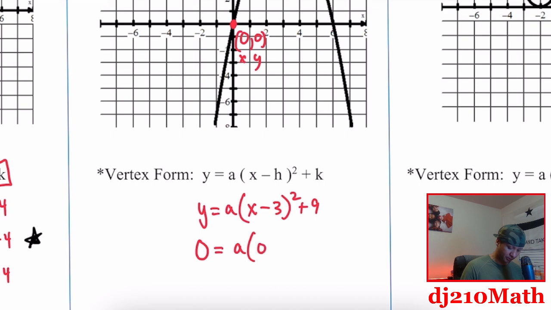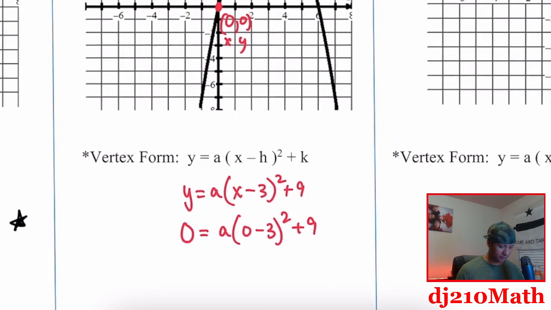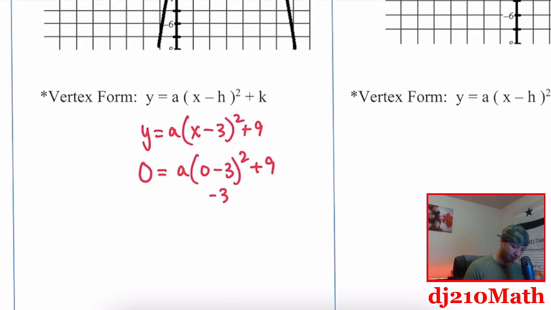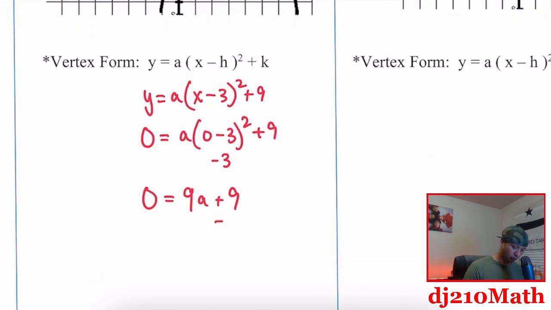0 = a(0 - 3) squared + 9. So 0 minus 3 is negative 3. Negative 3 squared is 9. So we have 0 is equal to 9a, I'm going to write it in front, plus 9. So minus 9, minus 9. Negative 9 is equal to 9a. Solving for a, divide both sides by 9, and a is equal to -1.